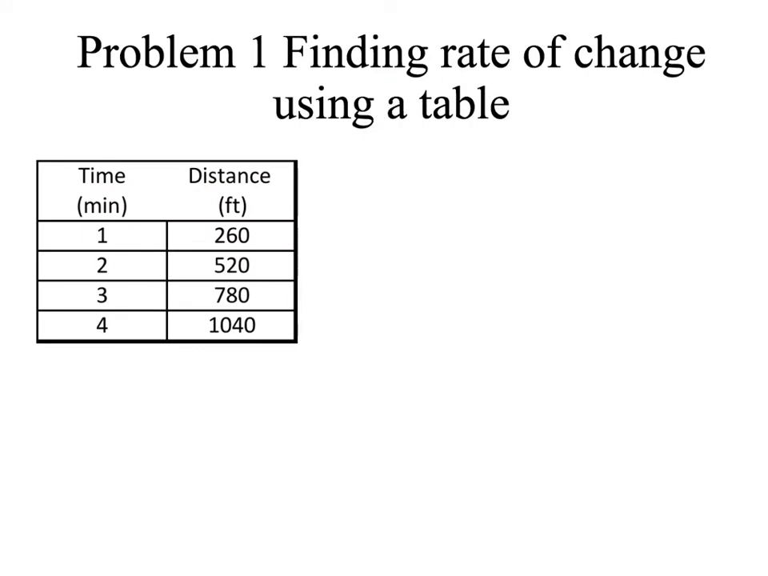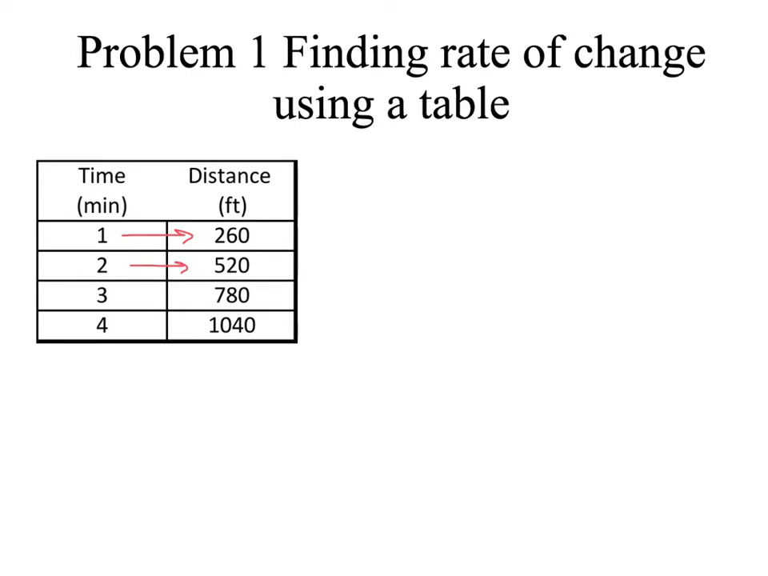Okay, so problem 1 here, it's about a marching band. It says the table shows the distance a band marches over time. Is the rate of change in distance with respect to time constant? What does the rate of change represent? So to figure out if the rate of change is constant, after 1 minute, they've gone 260 feet. After 2 minutes, they've gone 520, and so on.